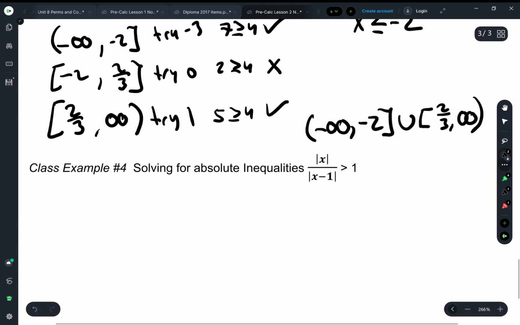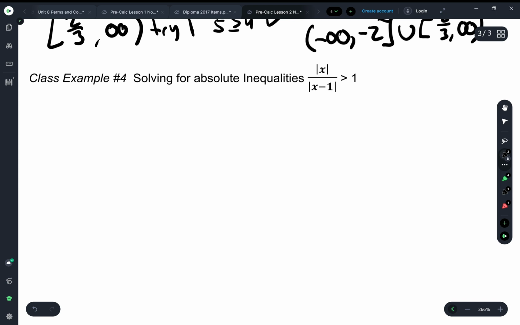All right, so class example 4, solving absolute value inequalities. The problem here is we have two absolute values. Both absolute values have a what? A positive and negative, right? So we have to do that so we have all four combinations. Positive, positive; negative, positive; positive, negative; negative, negative.